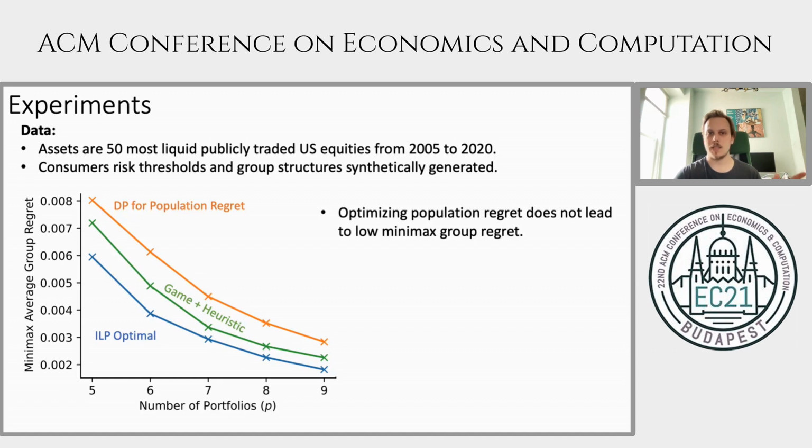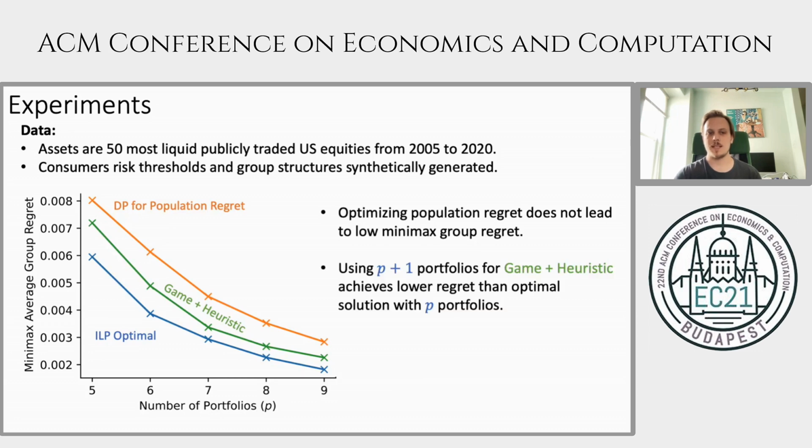There are two high-level takeaways. The first one is that optimizing population regret does not lead to low minimax group regret, so we do need fairness-aware algorithms in this space. The second one is that if you use our solution from the game plus heuristic with P plus 1 portfolios, it typically achieves lower regret than the ILP optimal solution for P portfolios. So this is evidence that these heuristics are actually performing quite well.